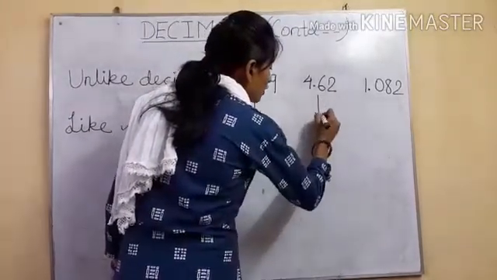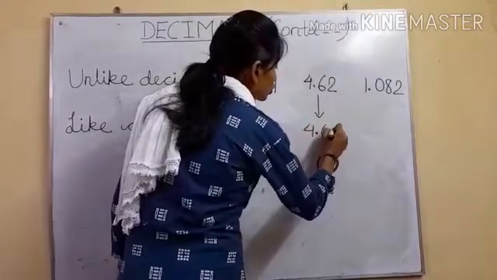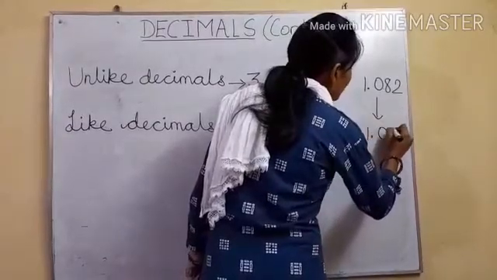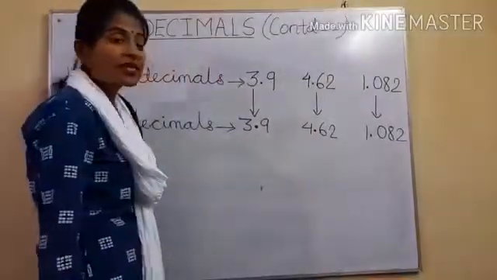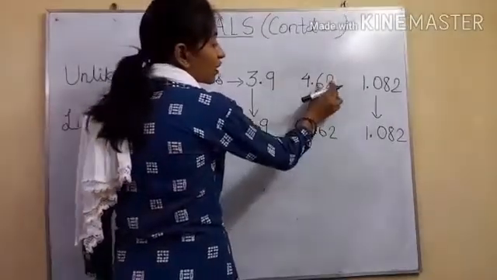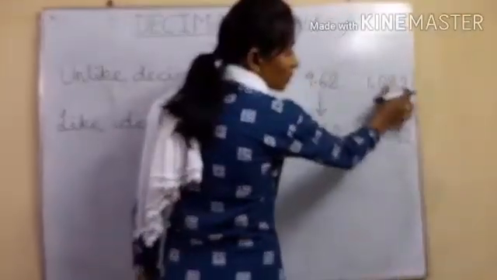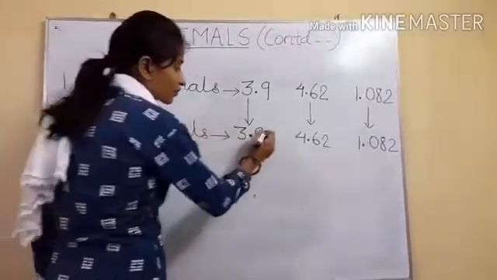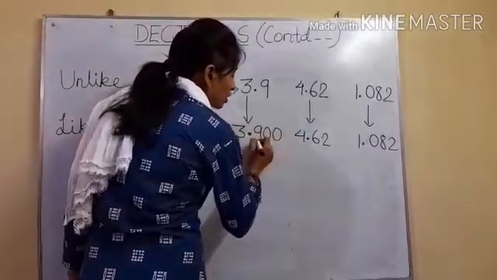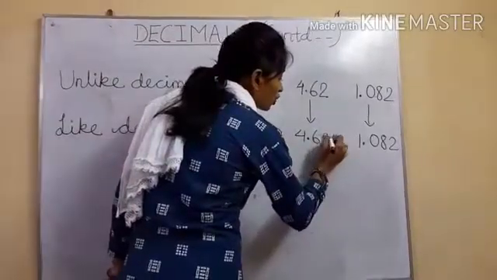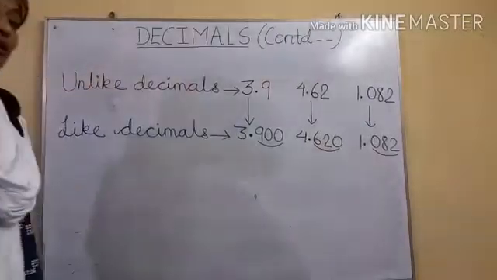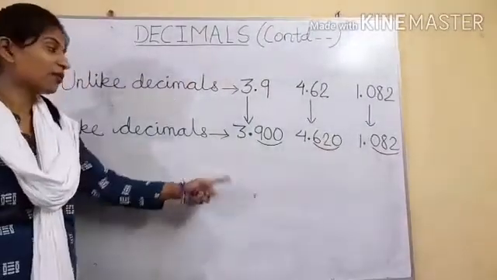Okay, first we will note down all the numbers: 3.9, 4.62, 1.082. Its decimal place is 1, its decimal place is 2 and its decimal place is 3. So the highest is 3. So we will make all decimal places 3. 2 zeros, now it will become 3. 1 zero, now it will become 3. And already here it is 3. Now it becomes like decimals.